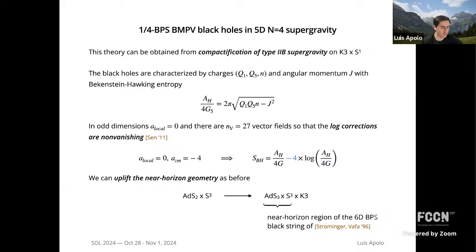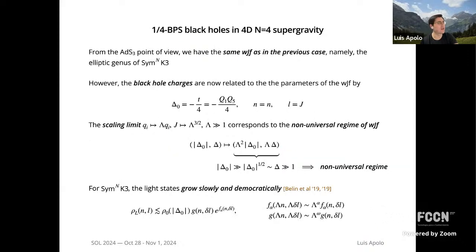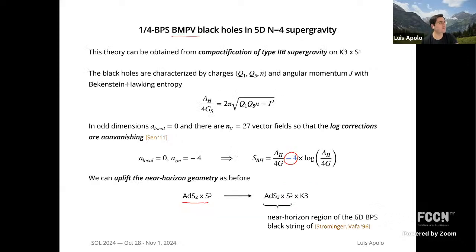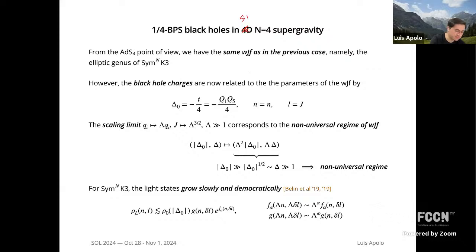One is the log corrections to the entropy of BMPV black holes. So in this case, the log corrections are given by this number. There's a factor of -4. And we can do the same approach. So we start from the near horizon region of this black hole, and then we uplift. So now we have the near horizon region of some black string. And we have the same elliptic genus describing the theory in this background. But what has changed with respect to the previous example, where we were, sorry, this one here should be 5D.